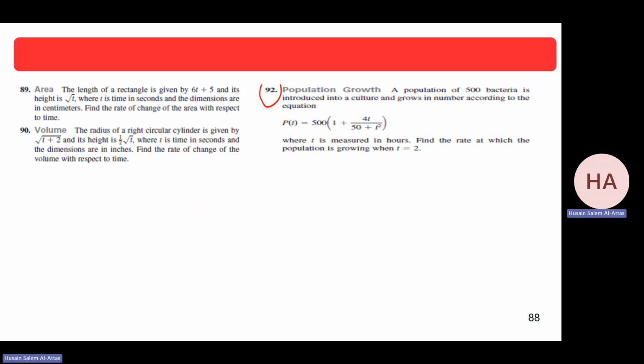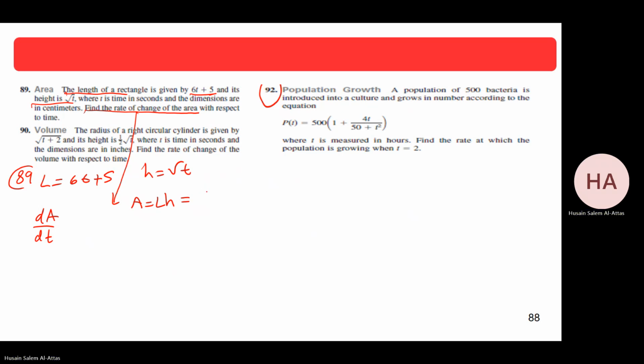Okay, 89. What we have: he said the length of a rectangle is given by this formula. L is 60t plus 5, where t is in seconds, and the height h is square root of t. What they want is the rate of change of the area, dA by dt. What is A? A is L times h for a rectangle.